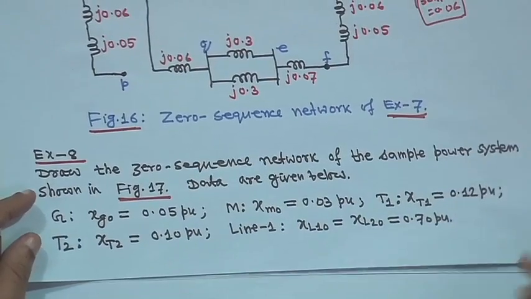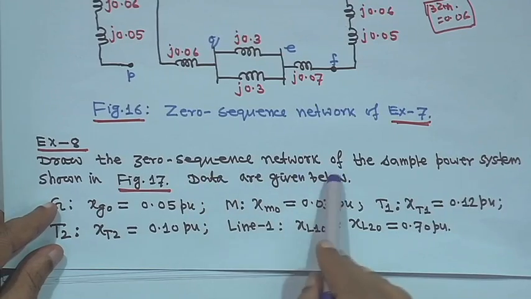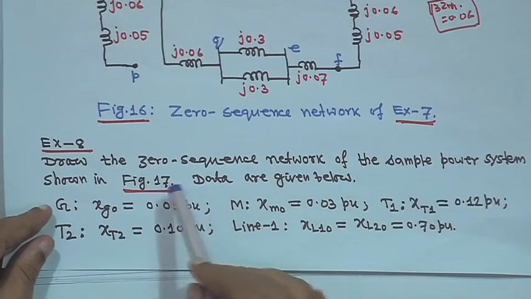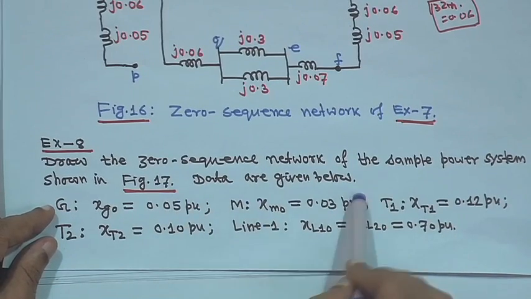So, this is another example of this kind of thing. You draw the zero sequence network of the sample power system shown in figure 17. I will show you. Data are given below.